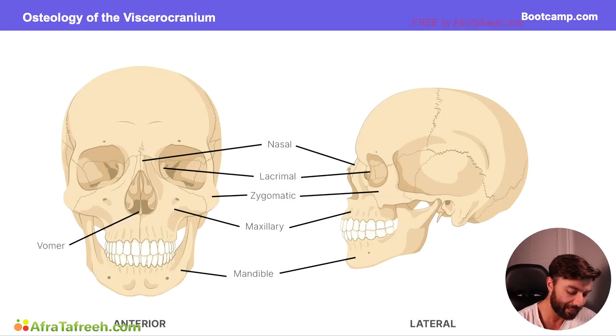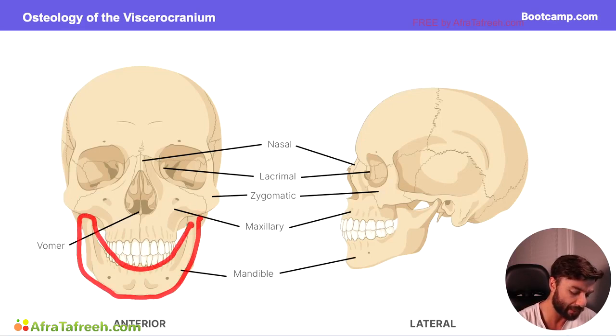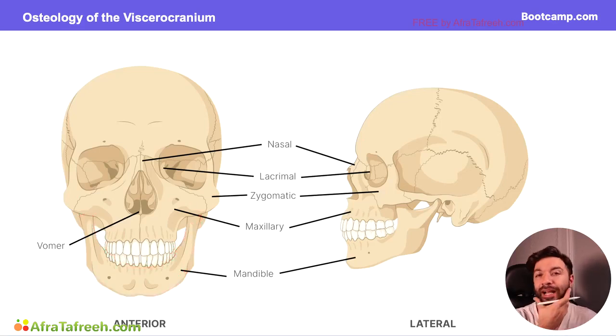And then coming inferiorly, this is where we're going to have our mandible. Now we only have one mandible, and the mandible makes up the entire jaw. So this is the movable portion of the viscerocranium. So this is the mandible, and then found within the nasal cavity, we have this little bone right here. This is known as the vomer, and we'll take a closer look at this in just a second.